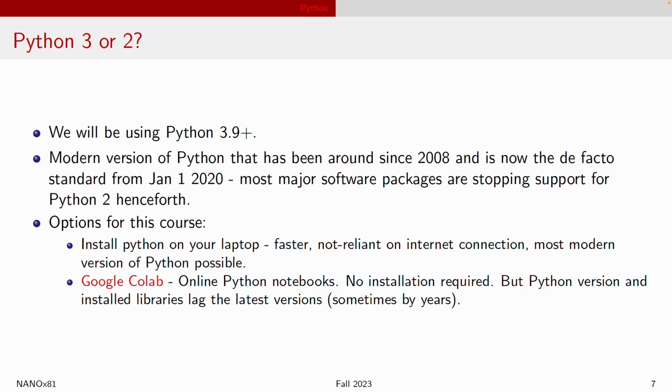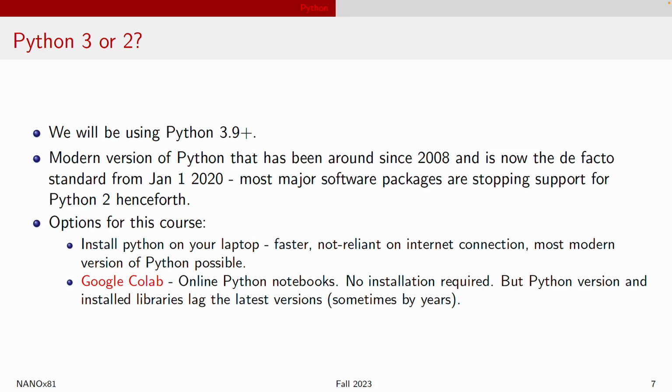As I mentioned, there are two options for this course. You can install Python on your laptop. It is faster, you do not rely on your internet connection, and you can also install the most modern version of Python possible that you want to use. You can also use Google Colab. These are essentially online Python notebooks. Later you will know what they are. There's no installation required at all.